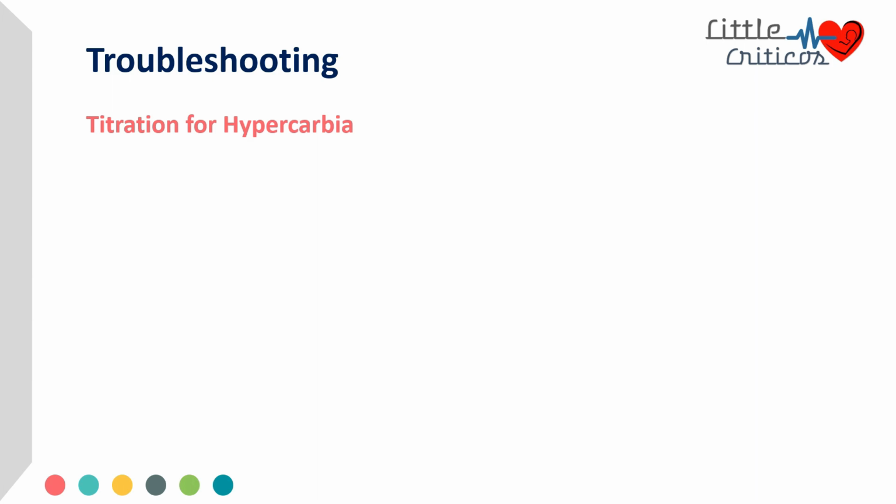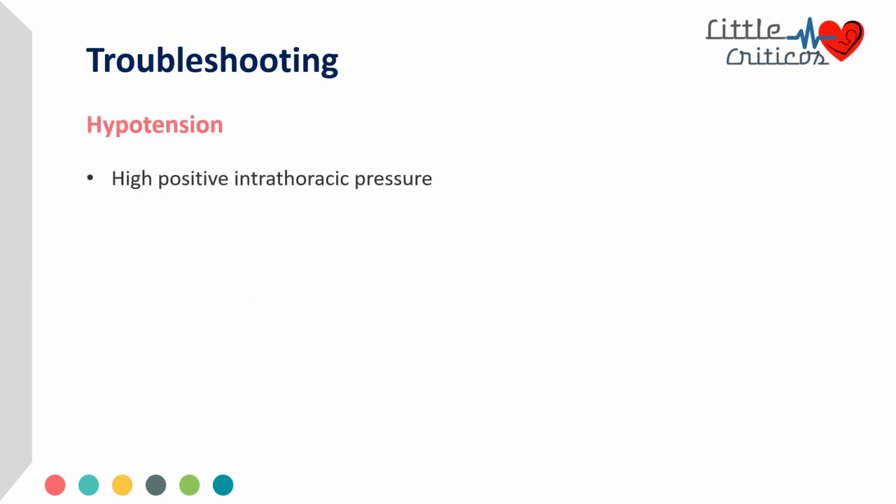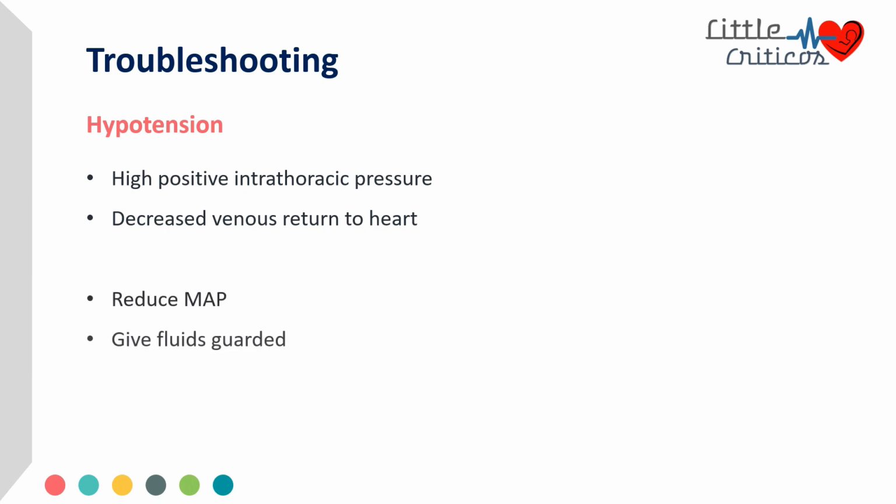In conditions of hypercarbia, we need to adjust the amplitude to an appropriate maximum level. If there is persistent hypercarbia, frequency and I time need to be adjusted. Hypotension is common in high-frequency ventilation as high positive intrathoracic pressure is generated, which decreases the venous return to heart. In such conditions, reduction in mean airway pressure, giving a guarded fluid bolus and use of vasopressors may be needed.